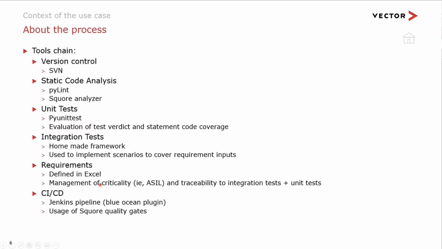However, in these Excel sheets, we actually manage the criticality of the components of the requirements, which is close to the ASIL, and we also have the full traceability between the requirement and the different tests. And all of this is integrated into a Jenkins pipeline using the Blue Ocean plugin. And we, of course, use the Squore quality gates to evaluate the quality and take actions on the development.